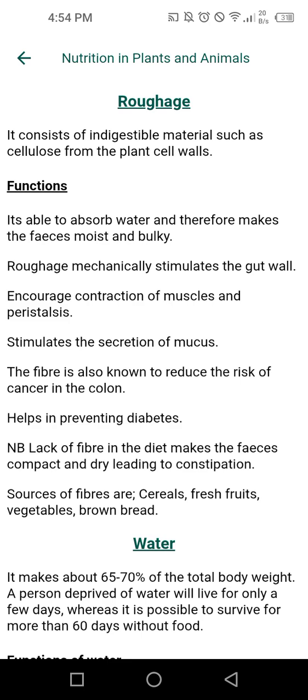The fiber is also known to reduce the risk of cancer in the colon and helps in preventing diabetes. NB: lack of fiber in the diet makes the feces compact and dry, leading to constipation. Sources of fibers are cereals, fresh fruits, vegetables, and brown bread.